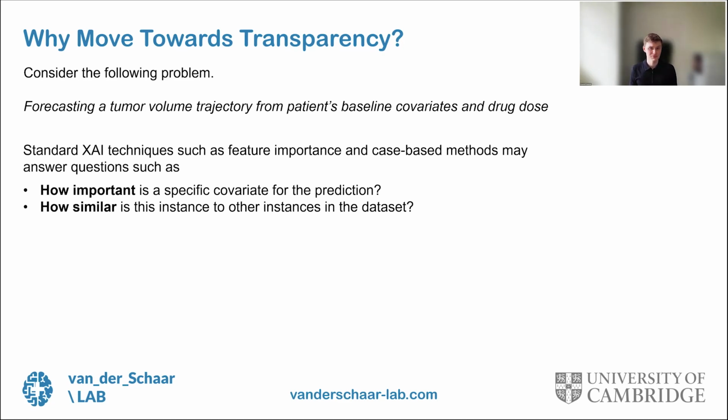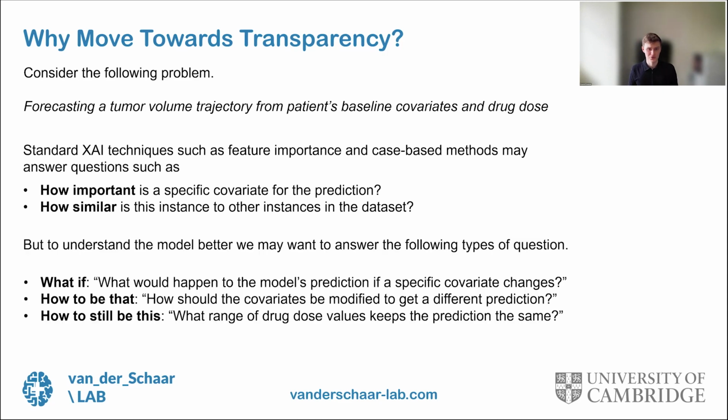But in reality, we might want to answer more meaningful questions about the model. So here we refer to questions from the so-called XAI question bank, which was compiled by researchers by looking at what kind of questions are important for understanding models. The researchers then grouped these questions into 10 distinct groups. So here we selected 3 of them and representative questions. These are questions like: what if, with an example of what will happen to the model's prediction if a specific covariate changes; how to be that, how should the covariates be modified to get a different prediction; and how to still be this, with an example of what range of drug dose values keeps the prediction the same.